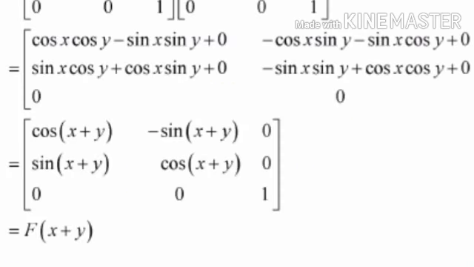Since we know that cos(a plus b) is cos a cos b minus sin a sin b, here our first element, which is cos x cos y minus sin x sin y, becomes cos(x plus y).